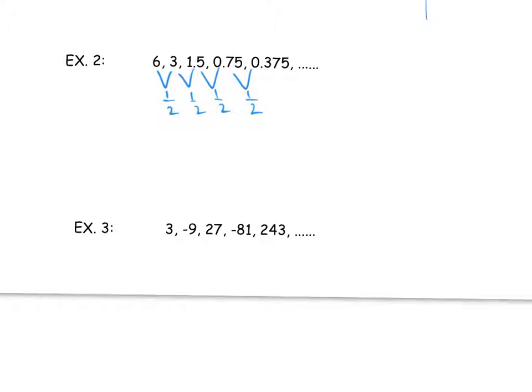And what would this last one be? -3. Okay. So what's our next value? -729. Wow, magic. Mad skills. All right.